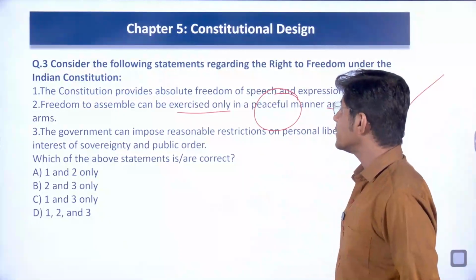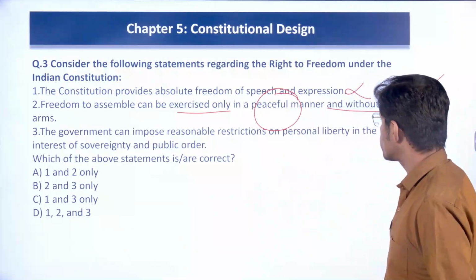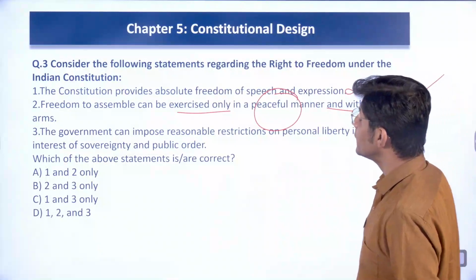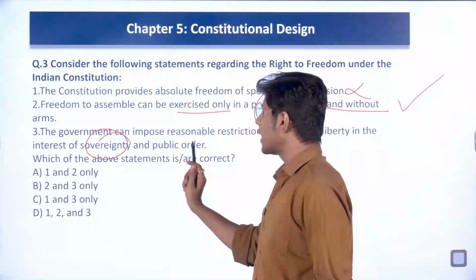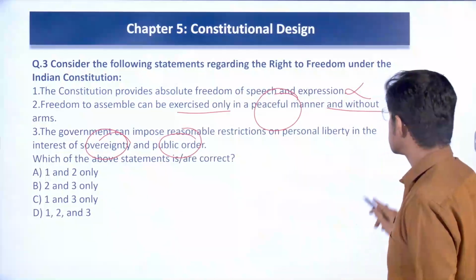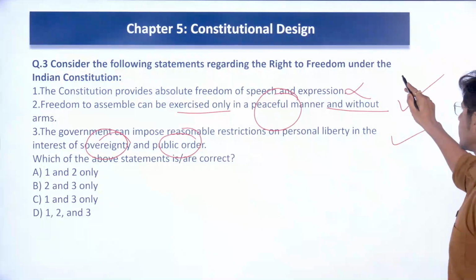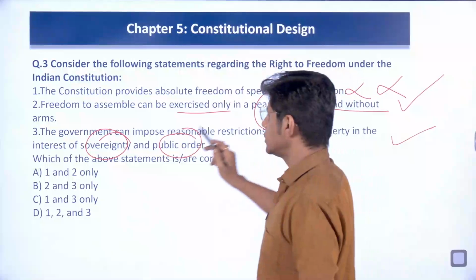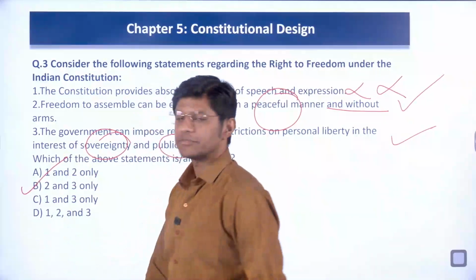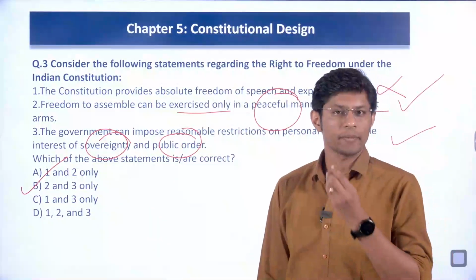The government can impose reasonable restrictions on personal liberty in the interest of sovereignty. And yes, this statement is correct. So first statement is incorrect. Option B is the correct answer for question number 3. Right?